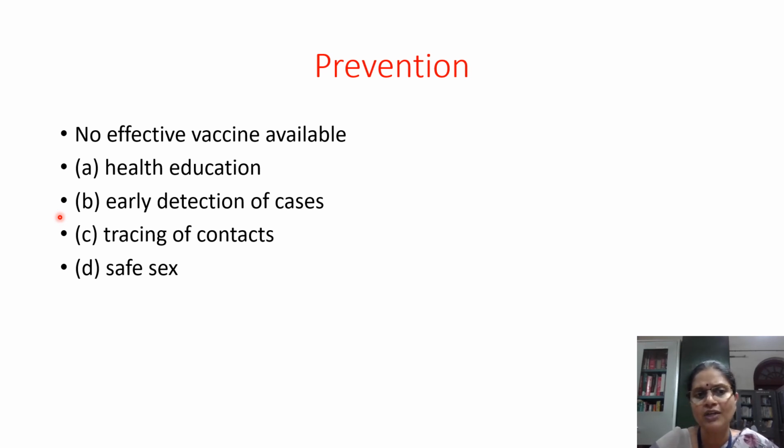So we need to trace the contacts, because many a time when a male person has multiple sex partners, it becomes very difficult to know who is having the infection and who is not. So contact tracing, like how they do COVID disease tracing, this is a little more difficult than that.